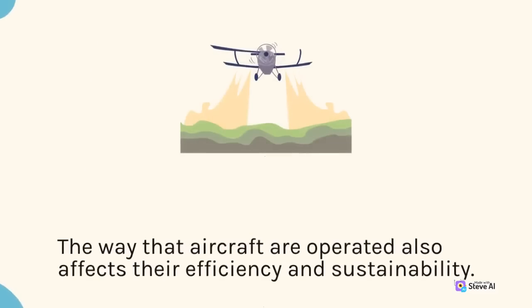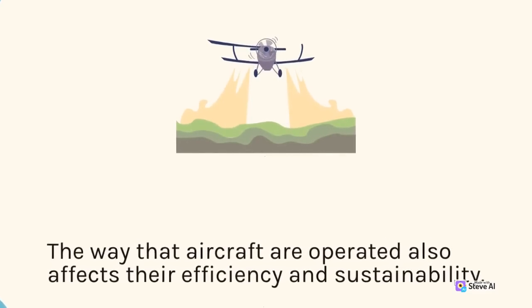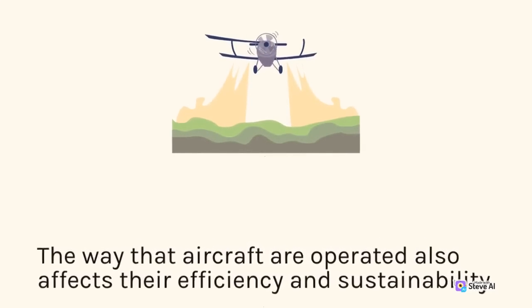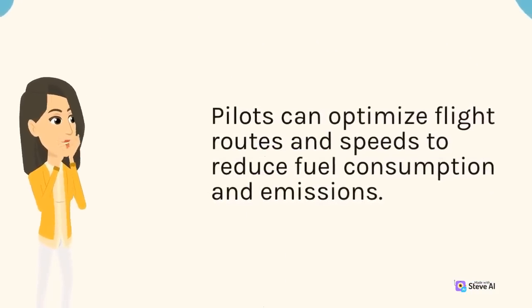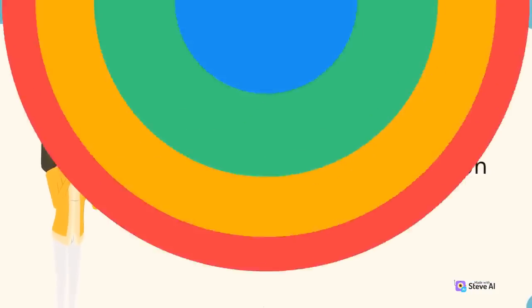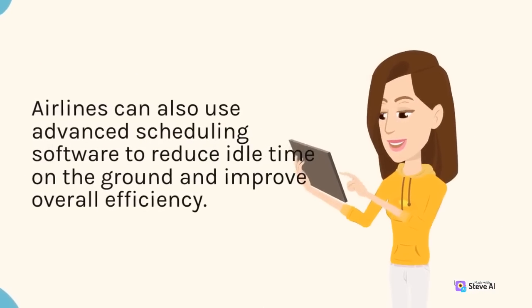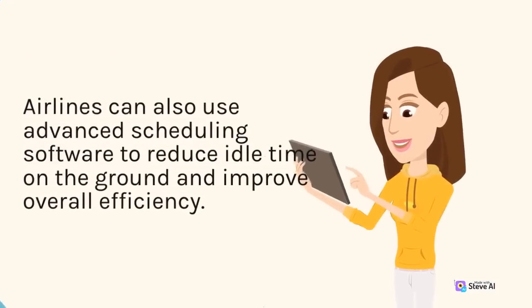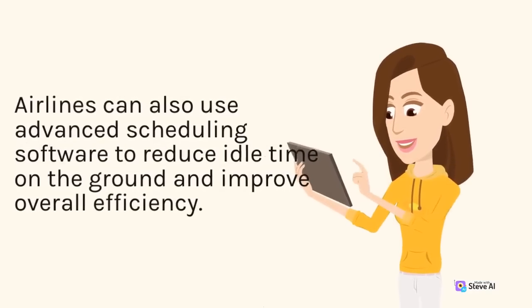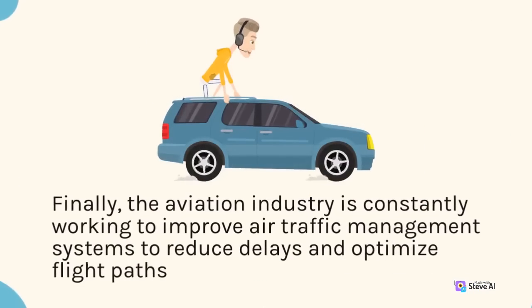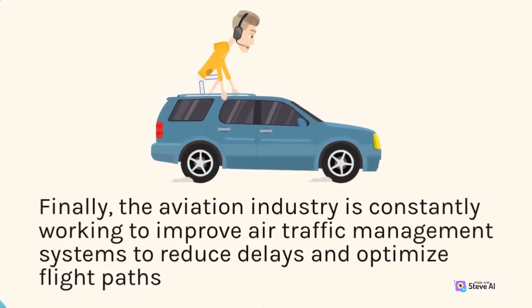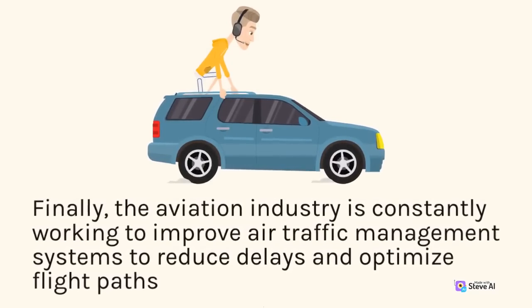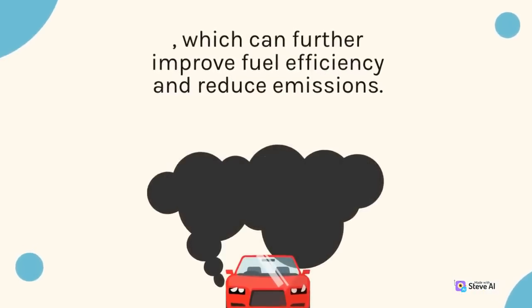The way that aircraft are operated also affects their efficiency and sustainability. Pilots can optimize flight routes and speeds to reduce fuel consumption and emissions. Airlines can also use advanced scheduling software to reduce idle time on the ground and improve overall efficiency. Finally, the aviation industry is constantly working to improve air traffic management systems to reduce delays and optimize flight paths, which can further improve fuel efficiency and reduce emissions.